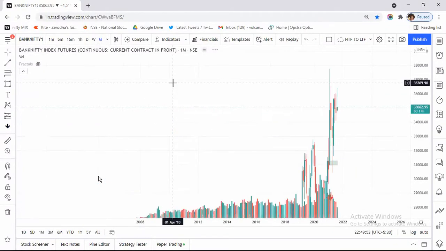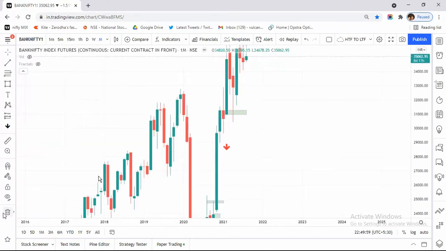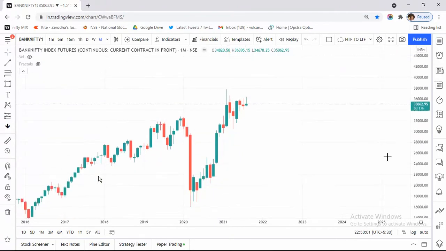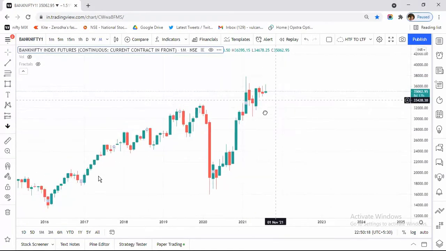Now see how I can go from HTF to LTF in my market. So this is my monthly. What are you seeing in the monthly? Saurabh Porwal, are you here or not? Yes, sir. So what are you seeing here?